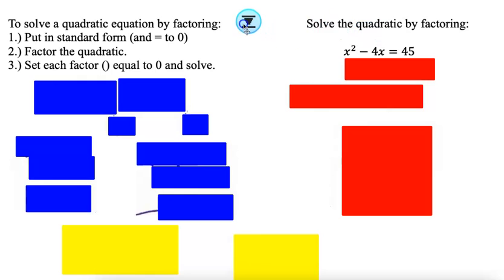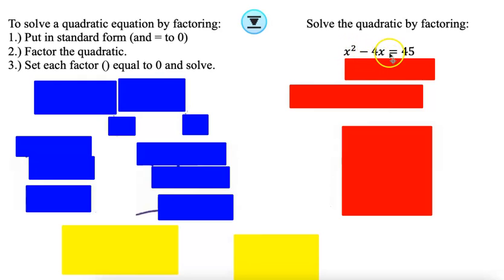Okie doke. These are the steps to factoring a quadratic. Number one, you have to make sure it's in standard form, which means that all your terms are on one side and your equation is set equal to 0. Then you're going to factor. We used the t-chart, we've used the x method before in Algebra 1, and then you're going to solve. So let's do this first one together.